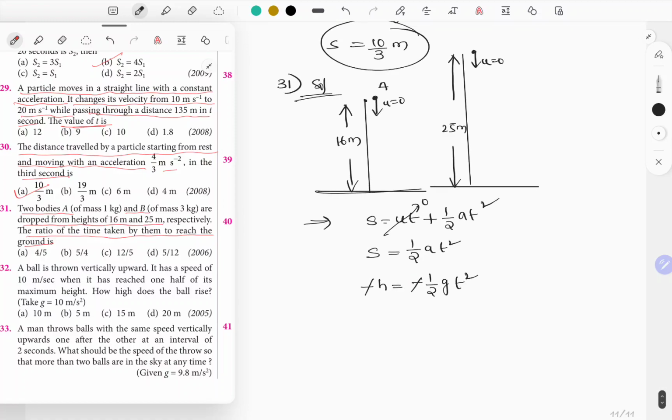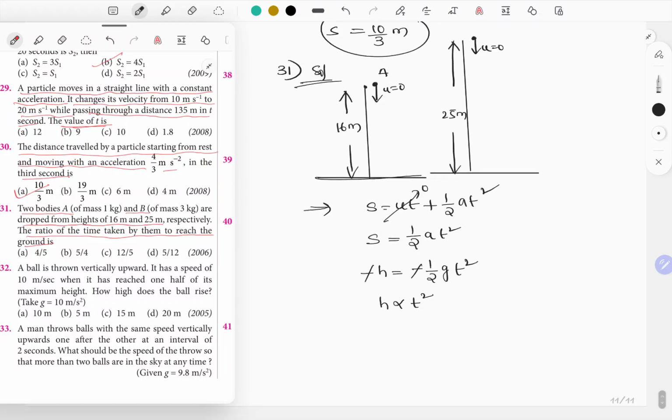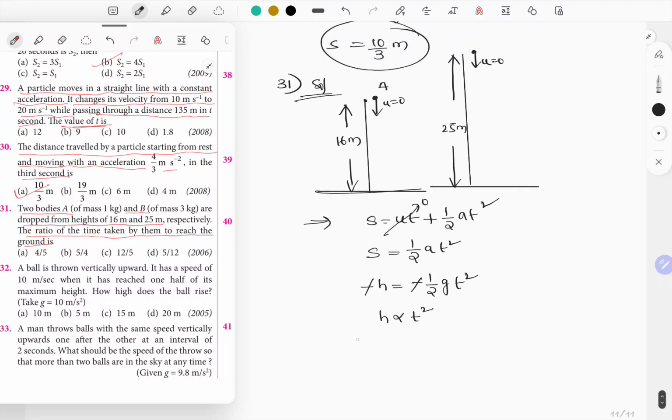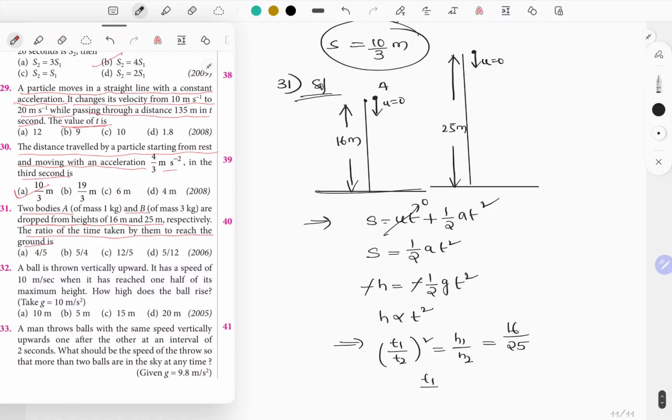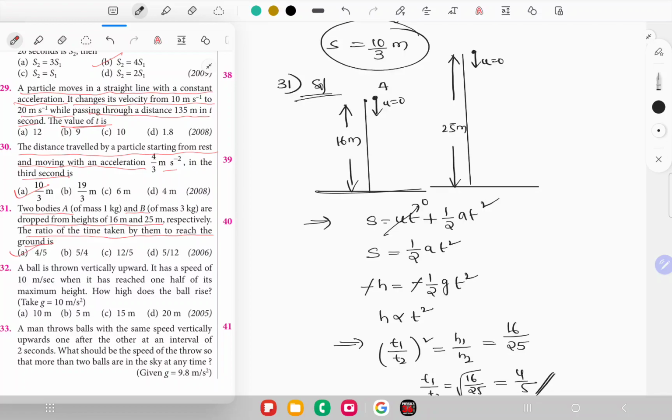Acceleration due to gravity is going to be the same for both the objects, so h is directly proportional to t square. Then the time taken ratio can be written as t1 by t2 whole square is equal to h1 by h2. H1 is 16 divided by 25. So then t1 by t2 is equal to root of 16 by 25, which is equal to 4 by 5. So that's the answer. Option A is correct.